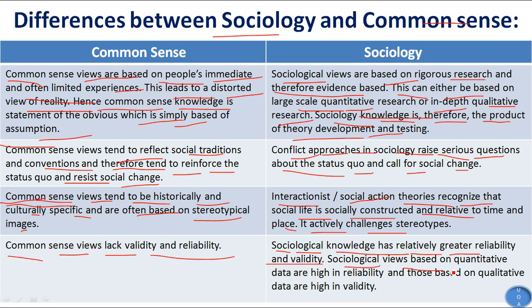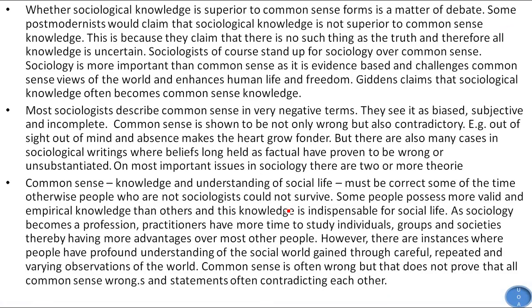Sociological views based on quantitative data are high in reliability, and those based on qualitative data are high in validity. So whether sociological knowledge is superior to common sense forms is a matter of debate. Some postmodernists would claim that sociological knowledge is not superior to common sense knowledge. This is because they claim that there is no such thing as truth and therefore all knowledge is uncertain.